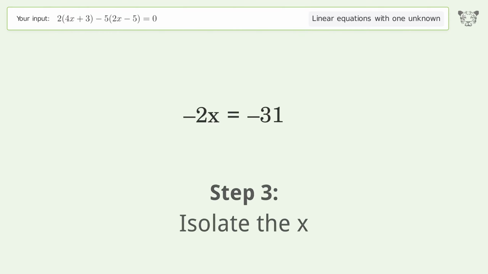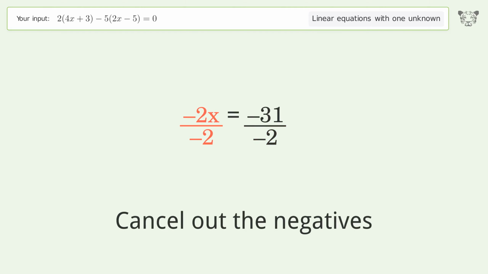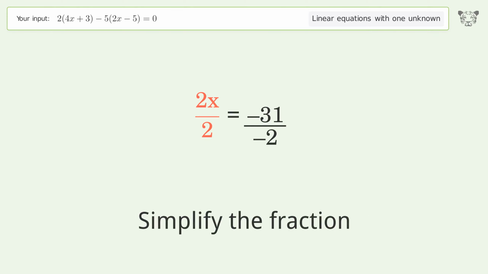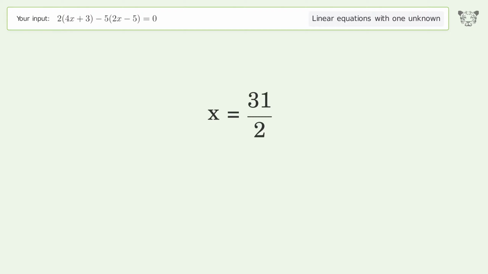Isolate the x. Divide both sides by -2. Cancel out the negatives. Simplify the fraction. Cancel out the negatives. And so the final result is x equals 31/2.